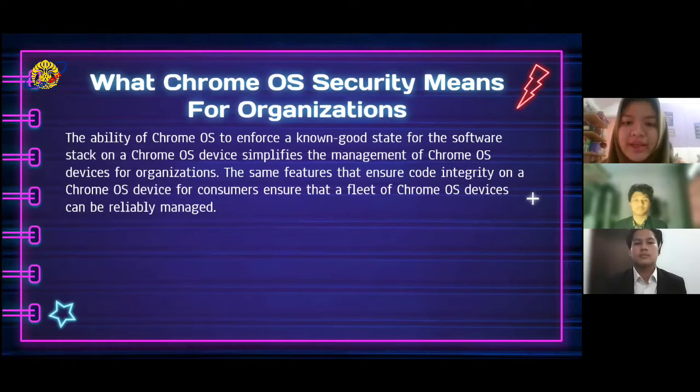What Chrome OS security means for organizations. The ability of Chrome OS to enforce a known good state for the software stack on a Chrome OS device simplifies the management of Chrome OS devices for organizations. The same feature that ensures code integrity on a Chrome OS device for consumers ensures that a fleet of Chrome OS devices can be reliably managed.